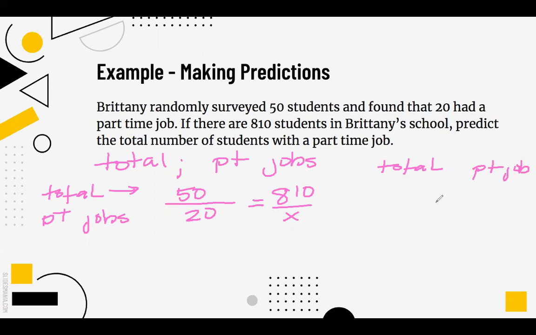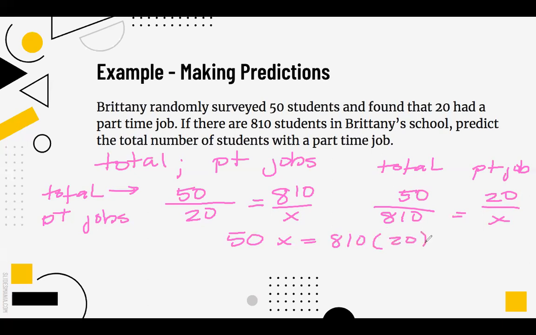And when I say vertical, I mean that the total number of students that she surveyed was 50. There's a total of 810 students in her school. When she surveyed 50 people, 20 had a part-time job. How many have a part-time job when she surveyed 810? So now my totals are in the first column, part-time job in the second column, right? Then, regardless of either one, my equation when I find the cross product is going to be 50x equals 810 times 20. That hasn't changed.